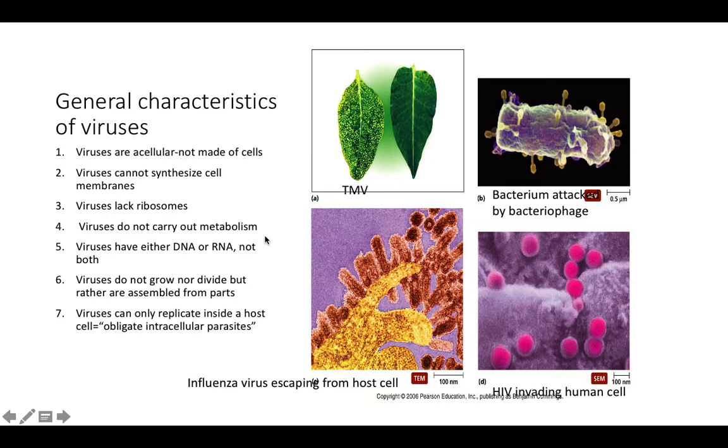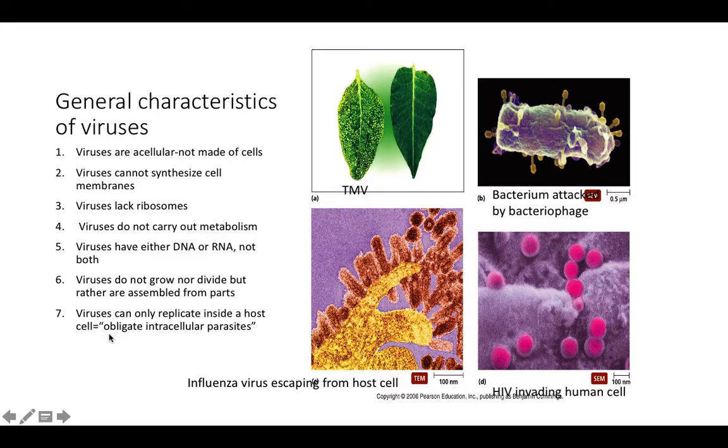For genetic information, they're going to have either DNA or RNA, but not both. And remember, you guys, cells have DNA and RNA. Viruses don't grow and divide, but they're assembled from parts like a car. And this causes confusion on exams, you guys. So all viruses are obligate intracellular parasites, meaning they have to replicate inside a host cell.